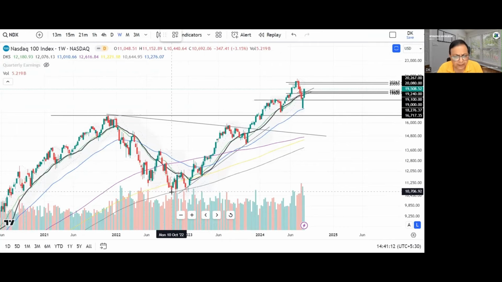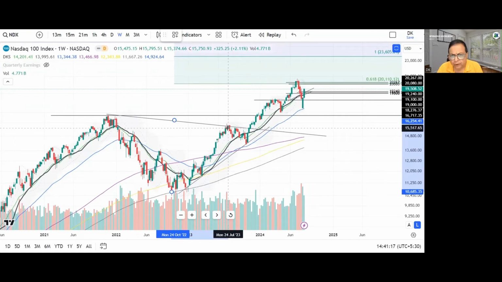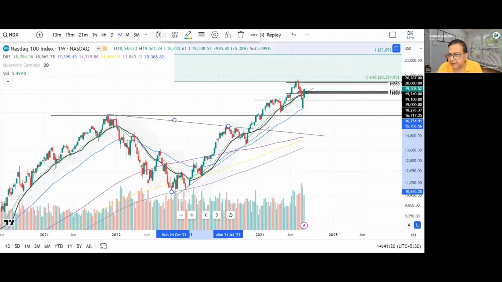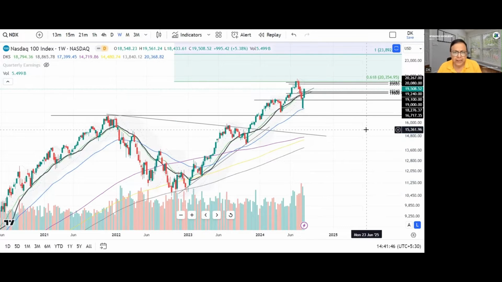If I calculate the target on the basis of this symmetrical triangle breakout, it has achieved the first target of the symmetrical triangle, which is the 61.8% expansion level. So the next target could be 23,890 to 23,900. That is the 100% expansion with respect to the symmetrical triangle. So the overall trend here is extremely bullish.